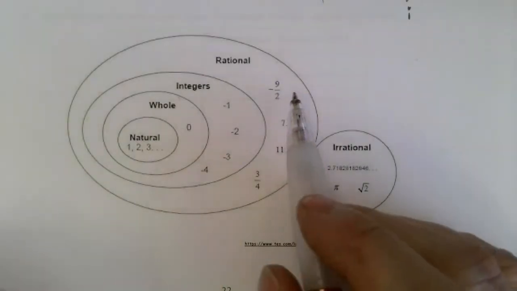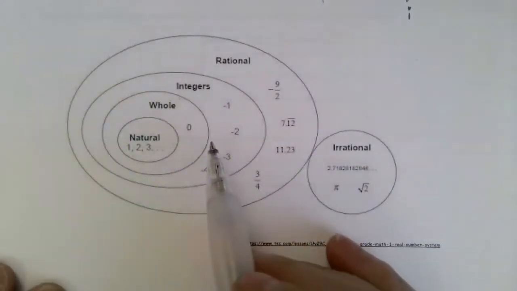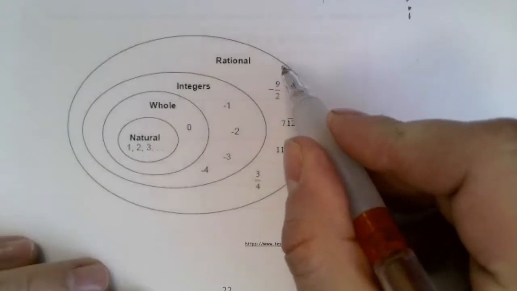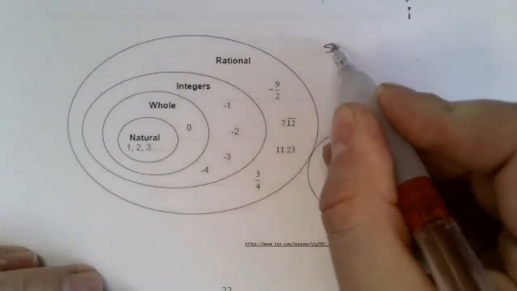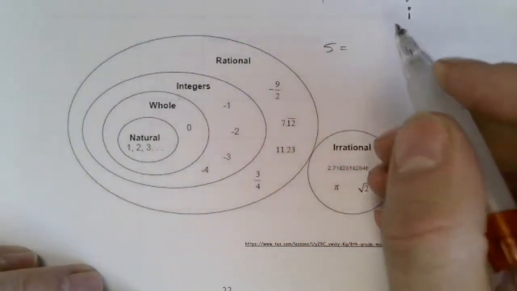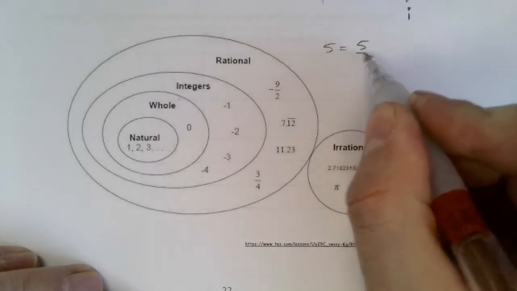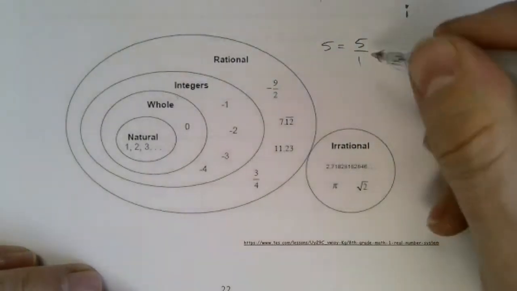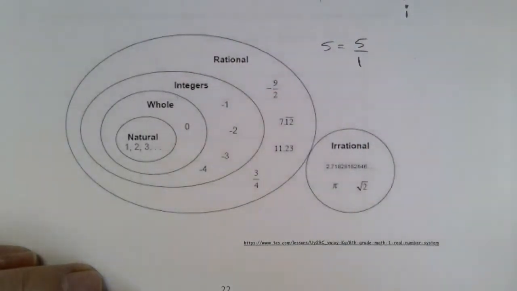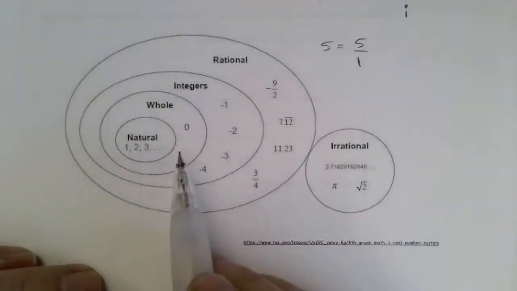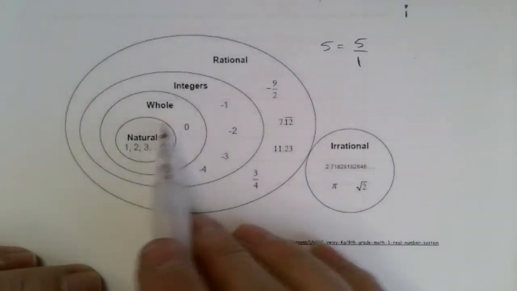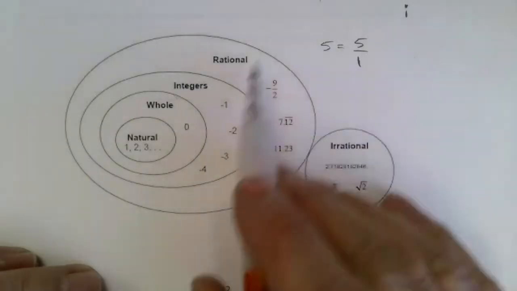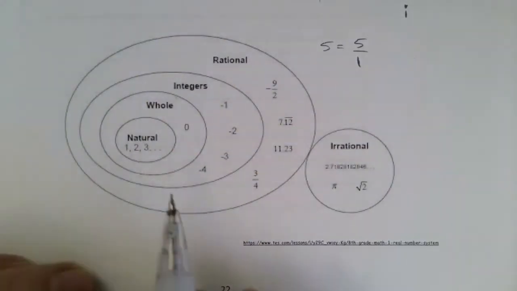Now the rationals encompass everything inside there. And the reason why that's true is because, let's say, for example, we take the number 5. Well, I can write the number 5 as a rational by dividing it by 1. And because I can do that, basically all of these numbers inside here, the naturals, the whole numbers, the integers, those can also be considered rationals.